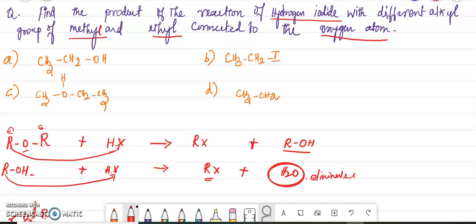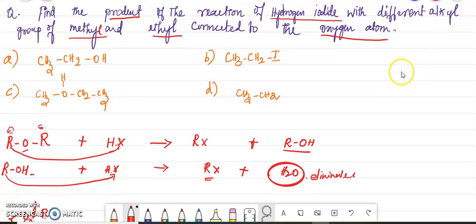Here I have given the question: find the product of the reaction of hydrogen iodide with a different alkyl group, methyl and ethyl, connected to the oxygen atom. That means it is an ether, and it reacts with hydrogen iodide. So we have to find out the product of it. They have given four options here, and from that we have to choose one option.